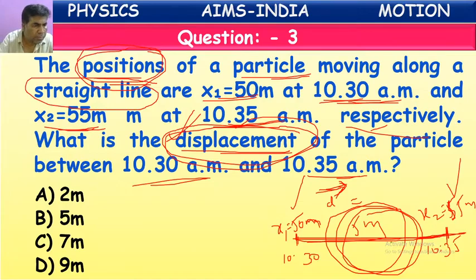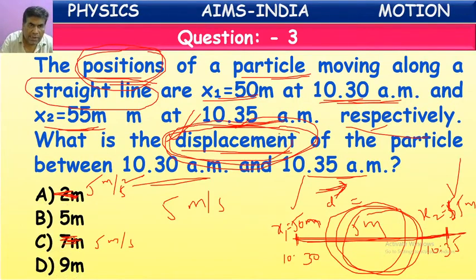So what is the answer, children? 5 meter is the correct answer. Somebody gave the answer 5 meter per second. Suppose you have another option, 5 meter per second, or another option 5 meter per second square. They give options like this to confuse you, because they asked about displacement.